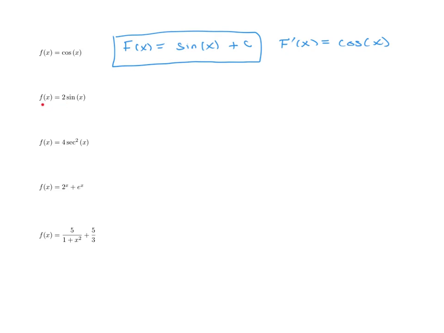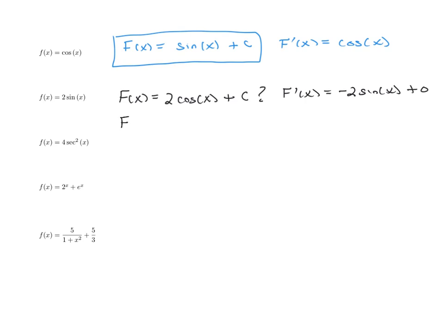Now, what about the next one? F of x is equal to 2 sine of x. Again, if we're trying to guess the answer, it might be okay to say, well, I can just copy down the 2, but maybe it's going to be cosine of x. Is this correct? Here, if you take the derivative, it's not going to work. You get 2, but the derivative of cosine is negative sine. So you get -2 sine of x, and then the constant goes to 0. So it didn't quite work.